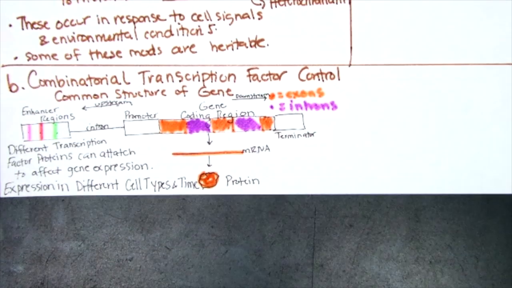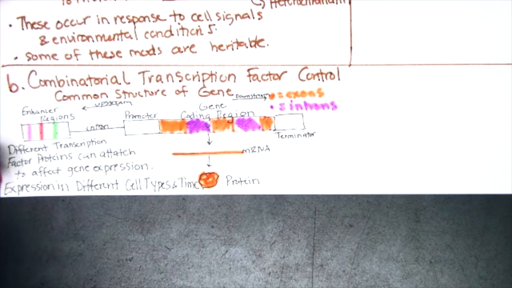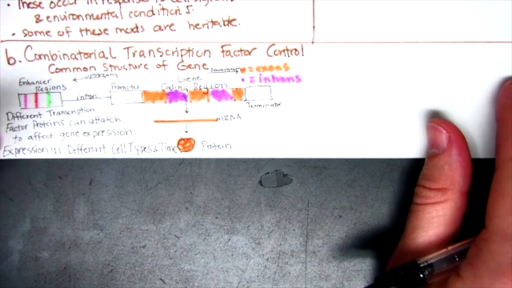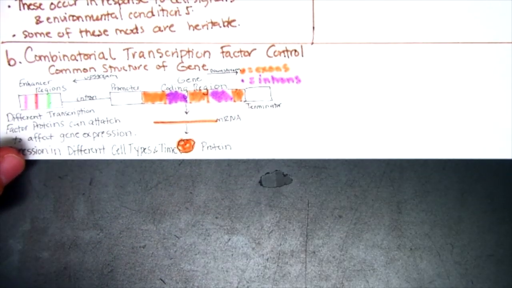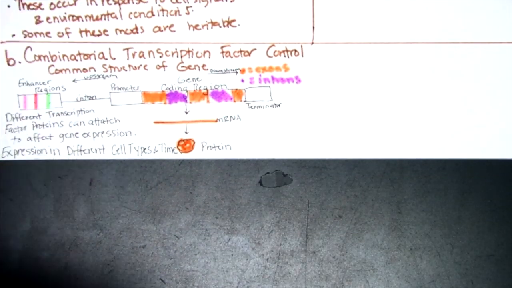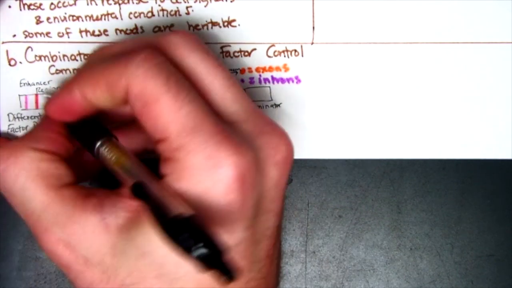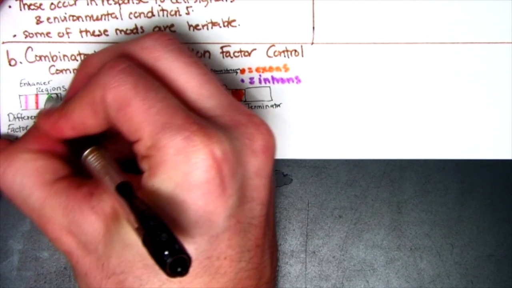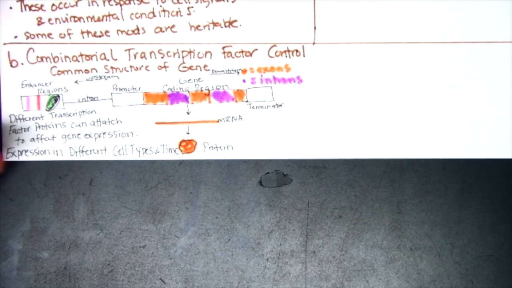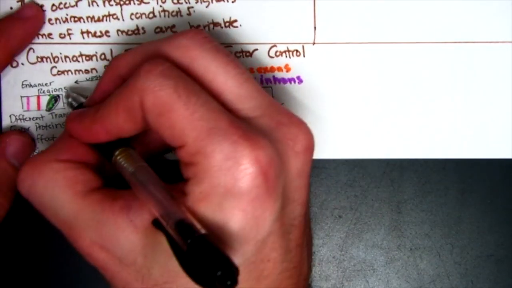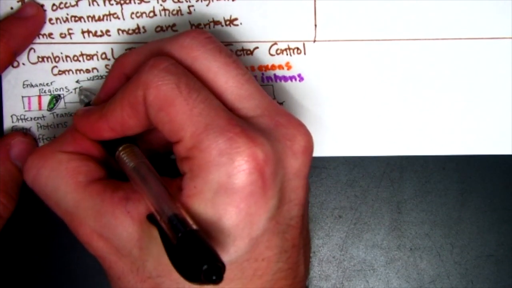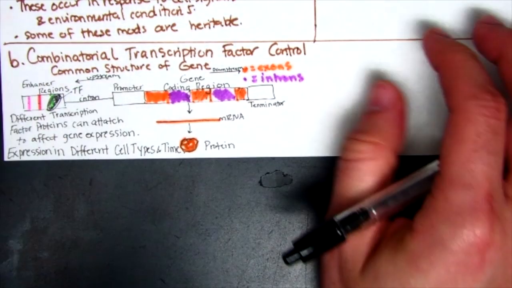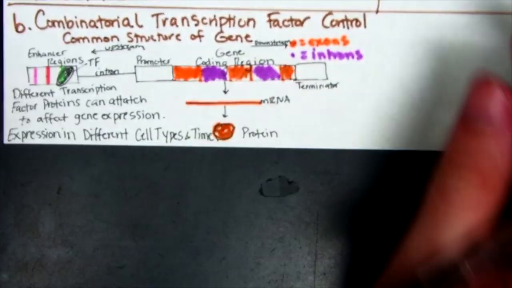So what ultimately happens here is, let's say a transcription factor attaches to one of those sections. So this right here is a transcription factor. It's a protein that attaches to DNA.